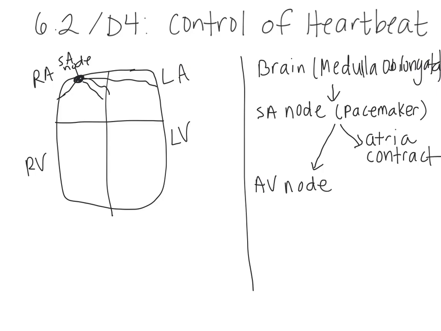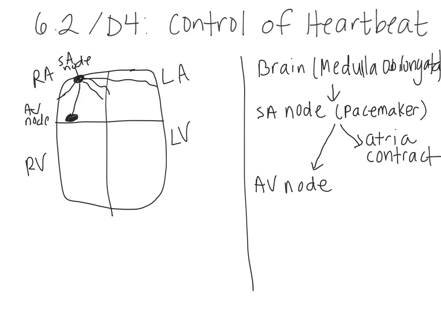The AV node is also located in the right atrium. It's right about here, the AV node. So there's obviously some kind of nervous fiber that runs to the AV node. When the AV node receives the signal from the SA node, it's going to cause a ventricular contraction.